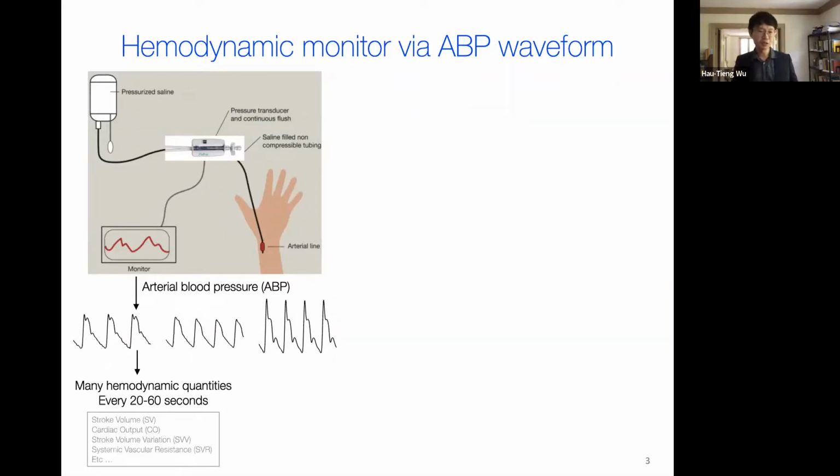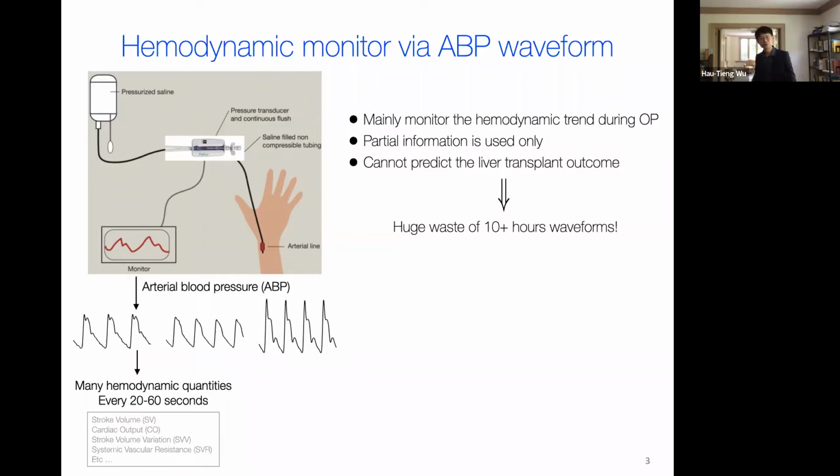Traditionally, you can take those signals and derive some useful clinical information. For example, you get several indices every 20-60 seconds, and there are several indices that we will not go into in detail. Mainly, these indices are used to monitor the hemodynamic trend during the operation. For example, is the patient losing too much blood? Or maybe we need to do something, and so on.